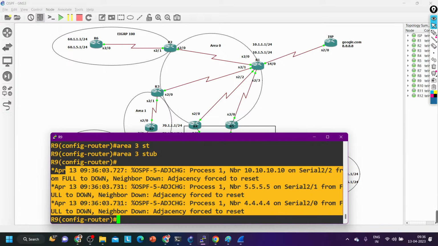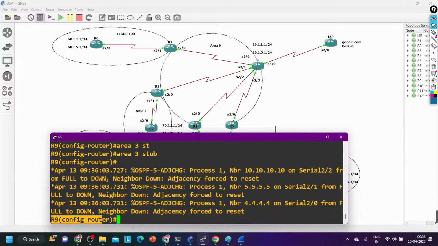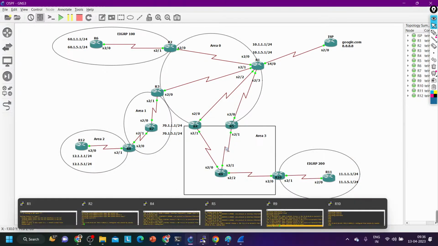Because it will now, in the hello message, the router will start sending the hello message with the stub bit on. Yes or no? And the flag must match to form neighborship. So on all routers, when I configure the stub area, neighborship will come up again.